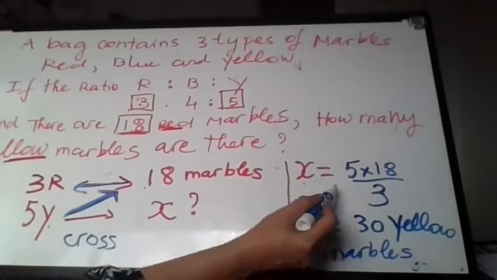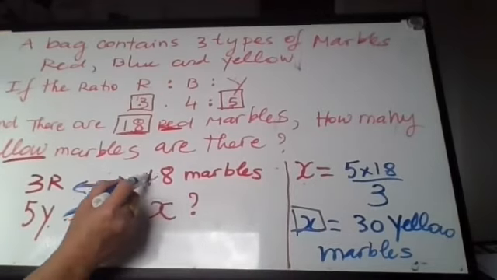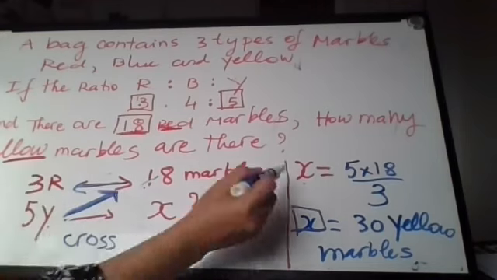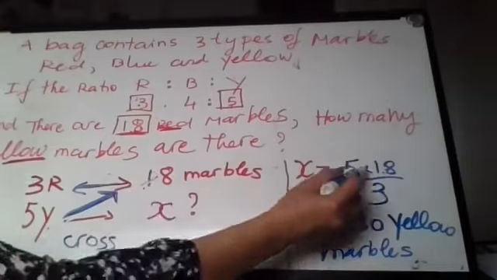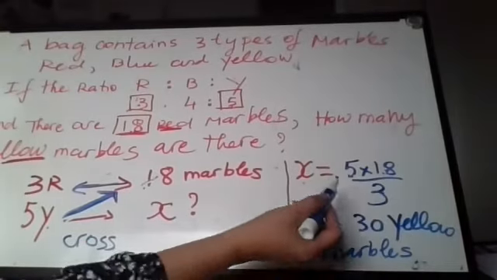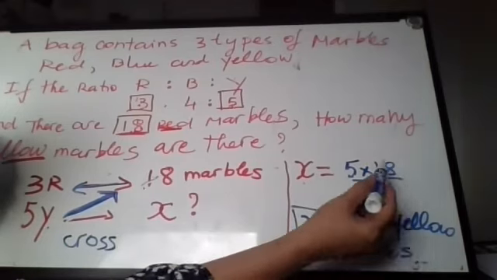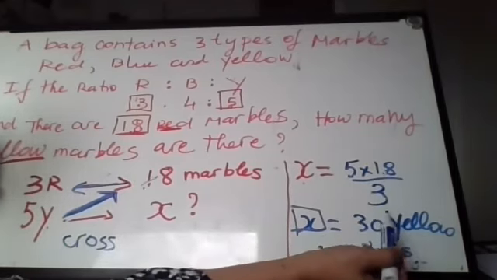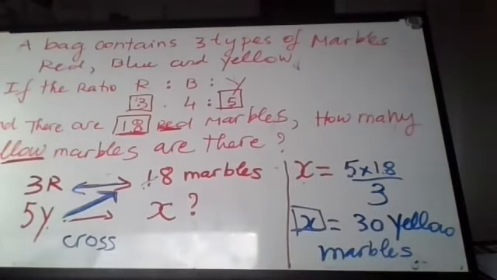So x will be equal to 5 cross multiply times 18 divided by 3. 5 times 18 divided by 3. And you can calculate it, or I divide it in my head because it's easy. 18 divided by 3 is 6. 6 times 5 is 30. So 30 yellow marbles is the answer in this problem.